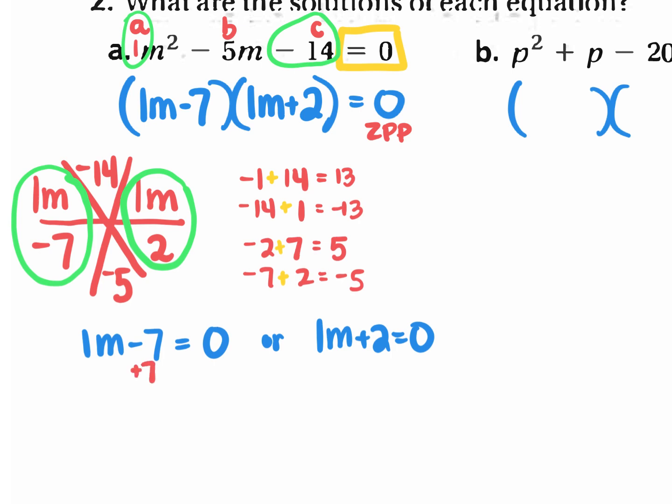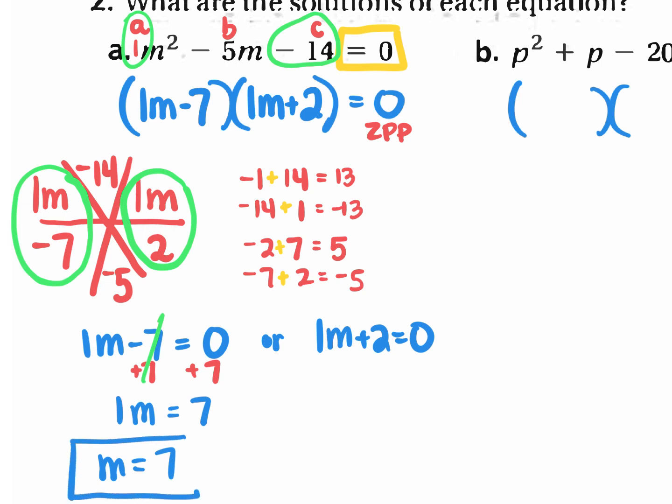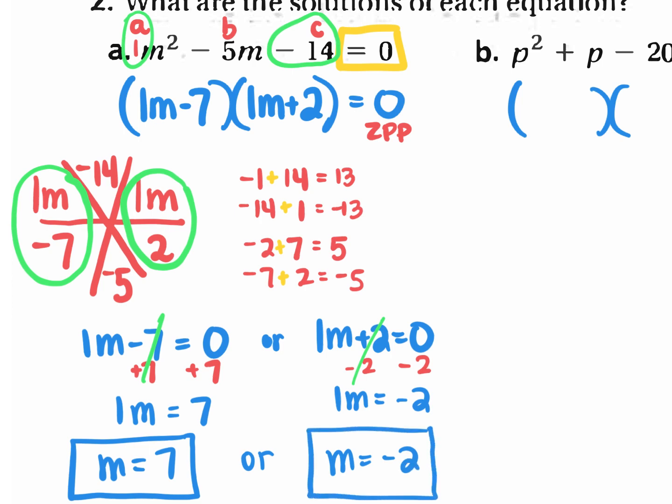Add 7 to both sides. 1m, cancel the negative 7 and positive 7. 1m equals 7. So m equals 7 is the first result. For the second factor, I want to subtract 2. That cancels out the positive and the negative 2, leaving me with 1m equals negative 2. So m equals negative 2. So for example A, those are your two options.